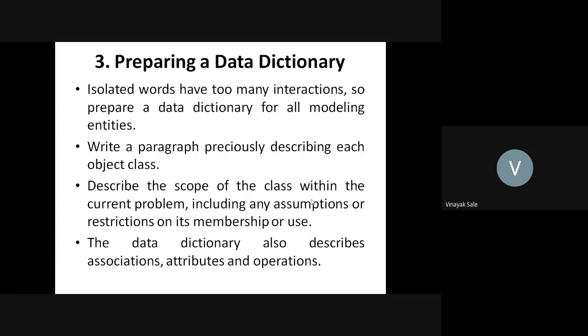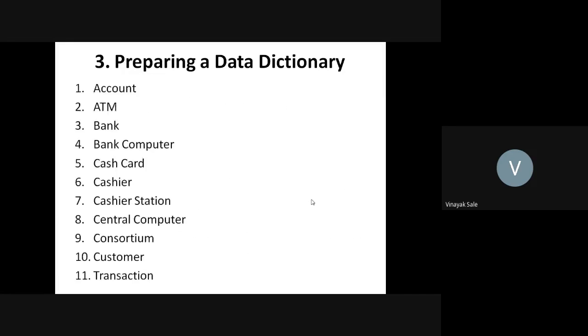Write a paragraph precisely describing each object class. Describe the scope of the class within the current problem, including any assumptions or restrictions on its membership or use. The data dictionary also describes associations, attributes, and operations.